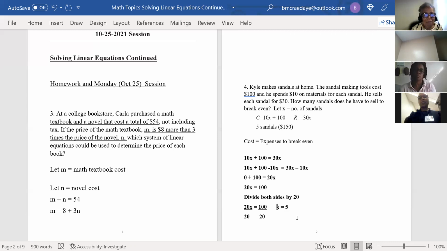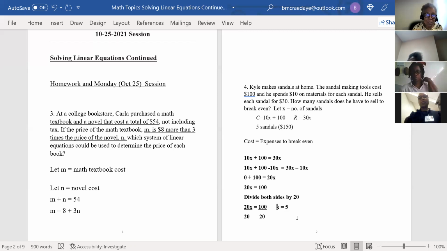6, because at 5 he breaks even. At 6 he'd make a profit, right? And if he sold 4, he wouldn't make a profit, right? No. With less than 5, he would not make a profit because his expenses would exceed his revenue.